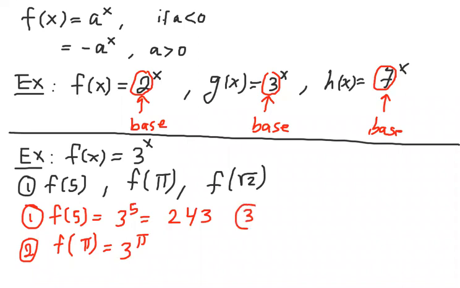Third one, what is f of square root of 2? F of square root of 2 is equal to 3 to the square root of 2. You just have to know how to evaluate the function. Any question?